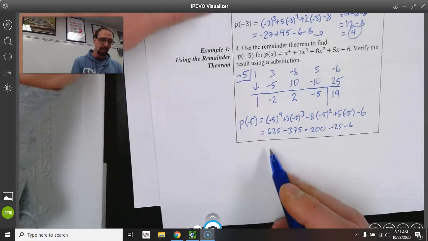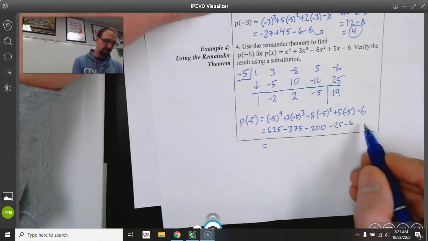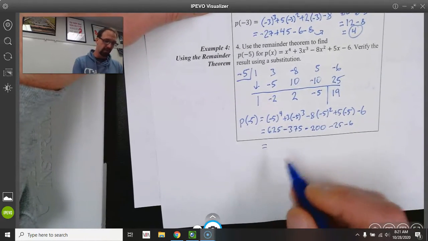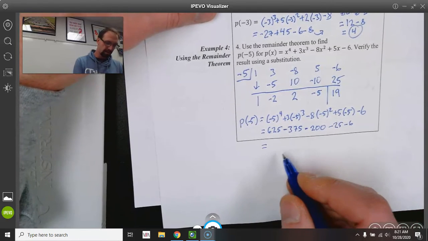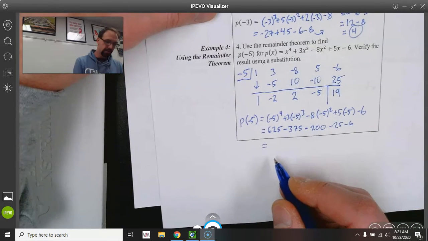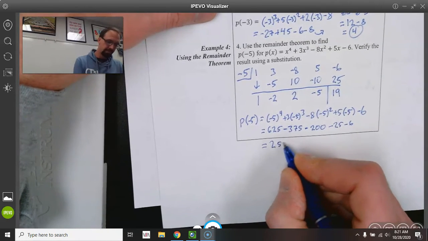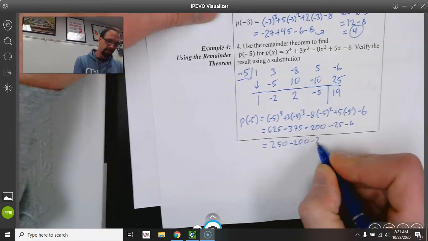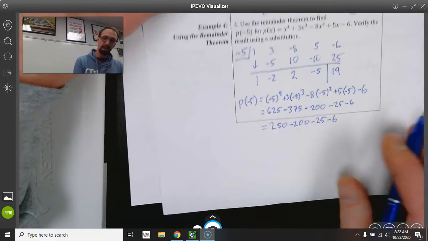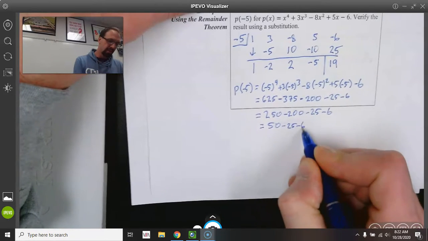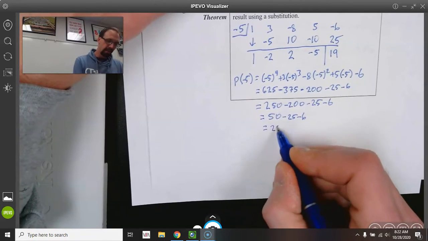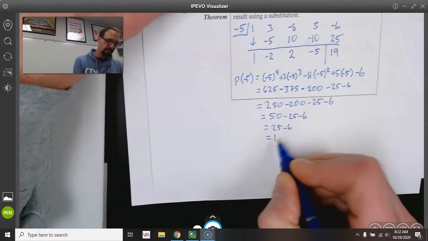So if I subtract these off from 625 in order here, from left to right, I should end up with a 19. 625 minus 375 is 250. Yeah, 250. Minus 200, minus 25, minus 6. 250 minus 200 is 50. Minus 25 minus 6. 50 minus 25 is 25. 25 minus 6 is 19.